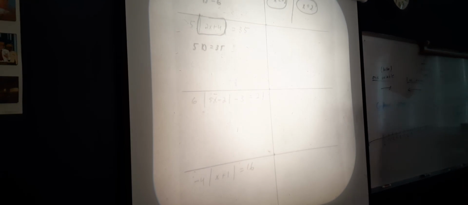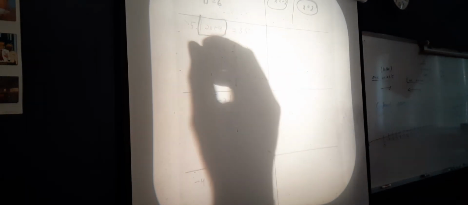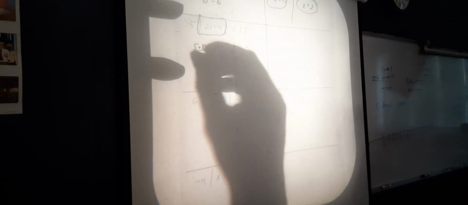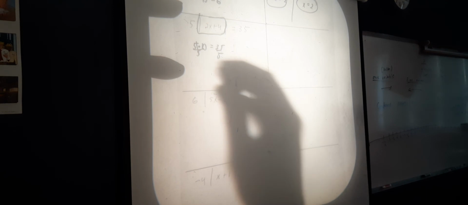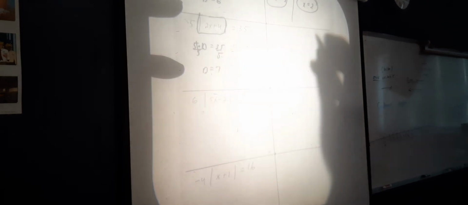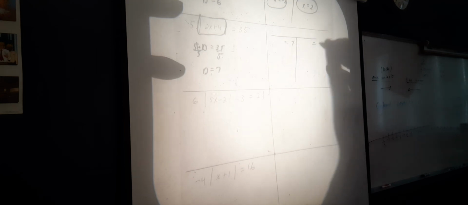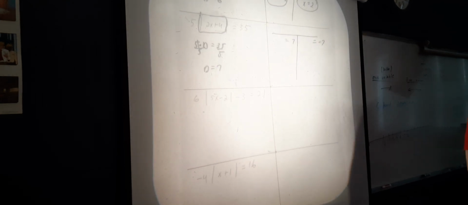Now I need to solve for d. I'm going to need to divide both sides by 5 now because that 5d means 5 times d, okay? So I divide both sides by 5, and 35 divided by 5 is 7. So a distance of 7, that could be a positive 7 or negative 7, either one, okay?